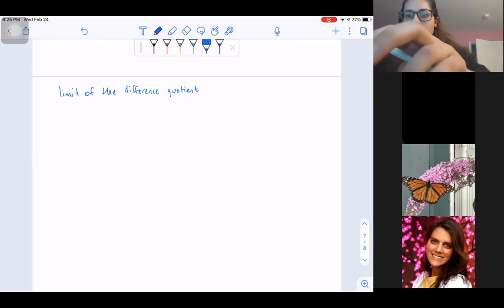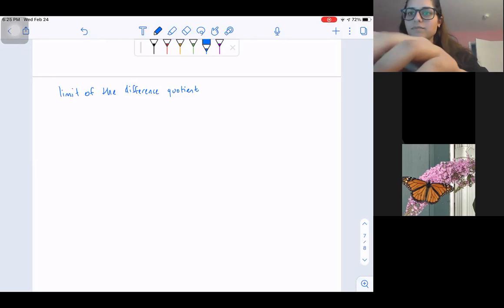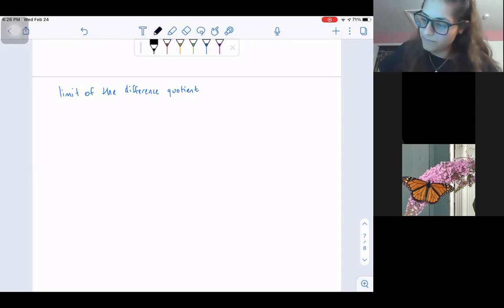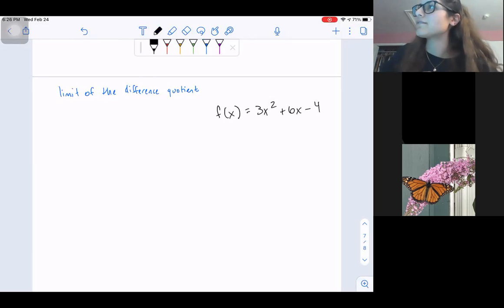Well, let's finish up with this one, and then I really have to do my homework before class. So okay, limit of the difference quotient. I'm going to find an example problem because they usually don't work out nicely if I just make one up. Unless you guys have an example. Let's see. I just have to find a random one. Okay, so we will do f of x equals 3x squared plus 6x minus 4.